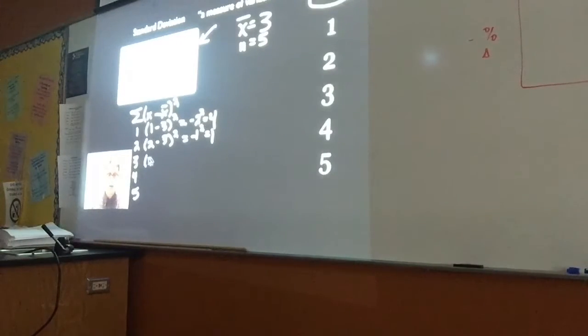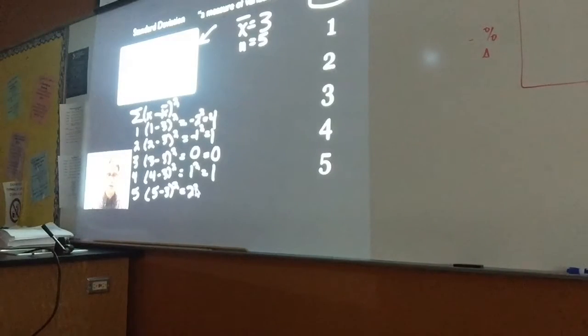If we go to the next one, that's easy. That's 3 minus 3 squared equals 0. And if we square 0, that's going to be 0. Go to the next one, that's going to be 4 minus 3. That's going to be 1 squared equals 1. And then finally, if we go 5 minus 3 squared, that's going to be 2 squared, and that's going to equal 4.